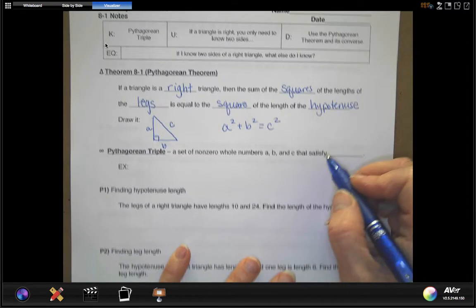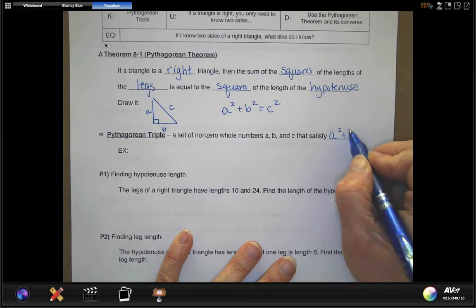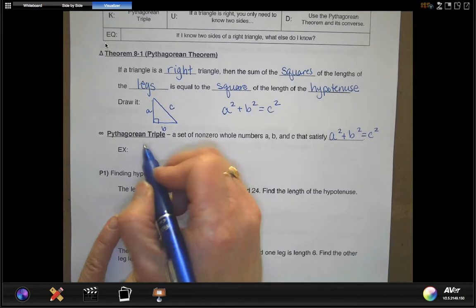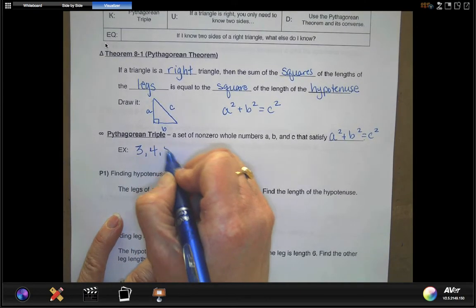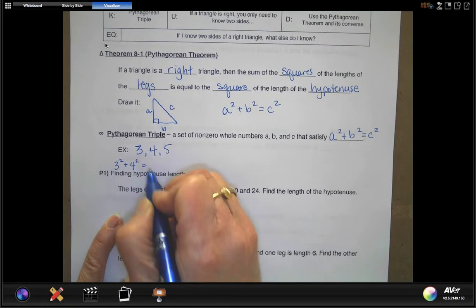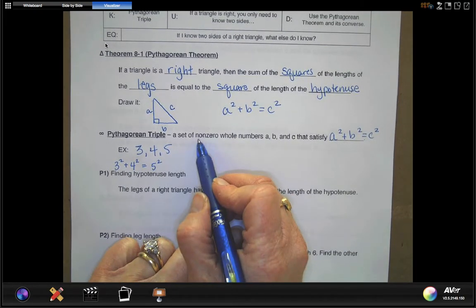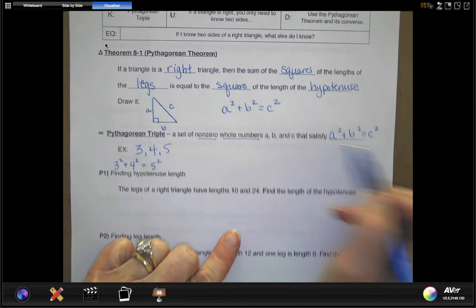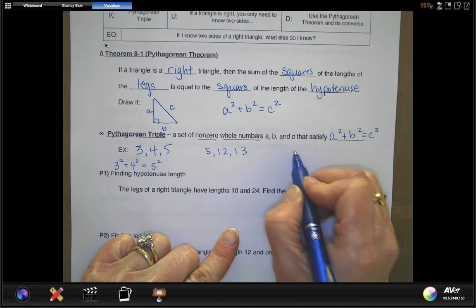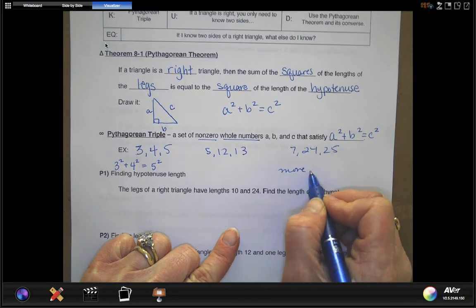A Pythagorean triple is a set of non-zero whole numbers A, B, and C that satisfy A squared plus B squared equals C squared. So as an example, 3, 4, 5. 3 squared plus 4 squared. So 3 squared is 9, 4 squared is 16, and that equals 25, which is 5 squared. So it's a set of non-zero whole numbers, so these are whole numbers that work in that equation. 5, 12, and 13 is another one. 7, 24, 25 is another one, and there's lots more.